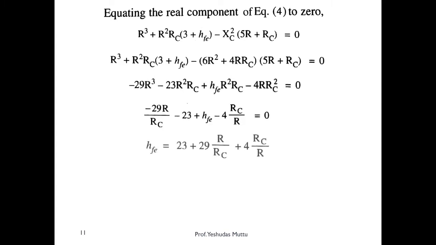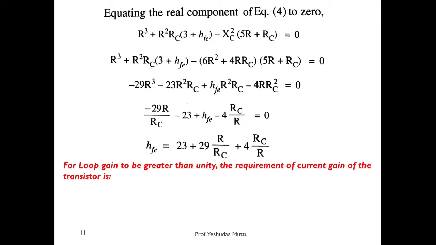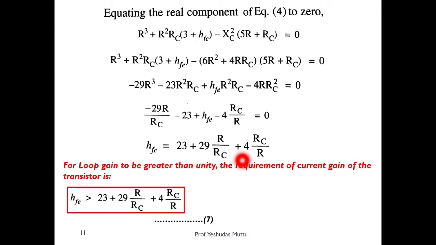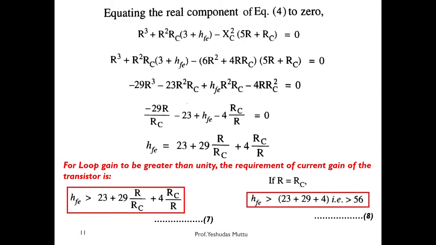Now let us take the real component and equate it to 0. From the real components you are supposed to get HFE. Okay, after getting HFE, you know that the loop gain should be greater than unity initially. So HFE will be greater than this particular term. Now again I'm going to make use of the same condition because I have the same ratio R and RC. So if R is equal to RC, I'll get HFE greater than 56.